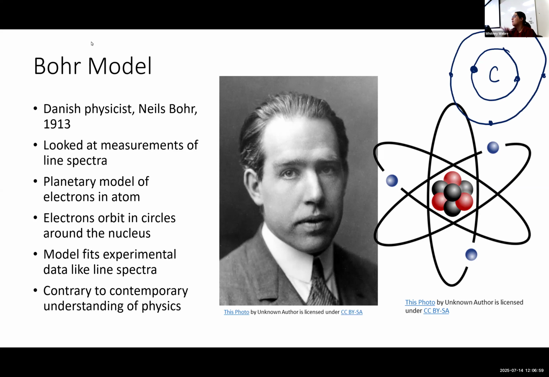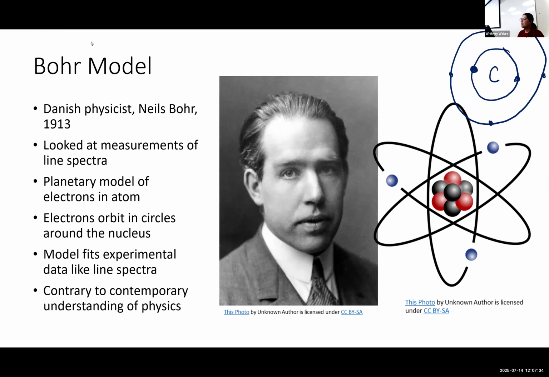This is just the theory of why we started with the Bohr model. The electrons, he says, orbit in a circle like planets around the sun. It depends on the subshell. The lower the subshell, the less energy. The higher the subshell, the more energy. And it's just orbiting the nucleus like that. Unfortunately, it's not always that easy, but that was his original model, and that's how we start learning about electrons. This model fits experimental data like line spectra, but is contrary to contemporary understanding of physics.